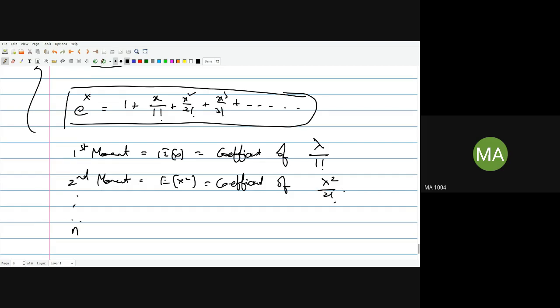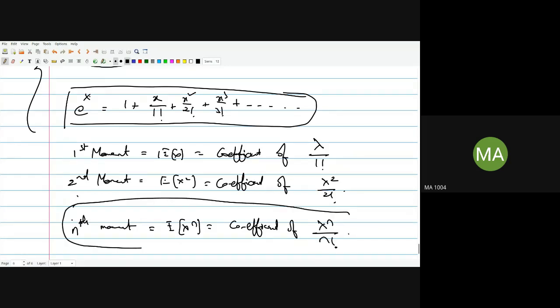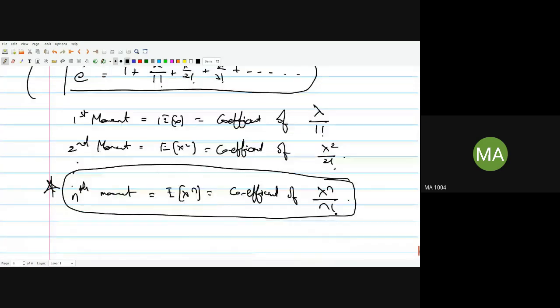Similarly, if we ask for the nth moment, which is the expected value of x to the power n, it is the coefficient of lambda to the power n by n factorial. So this is important in regards to moments. If a question needs to be asked in regards to moments, this is how we can ask.